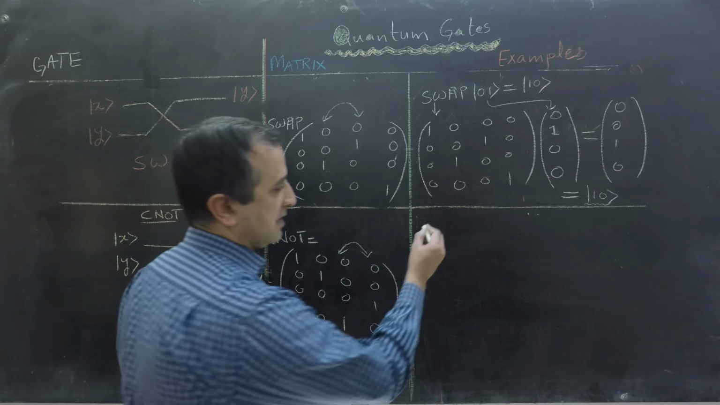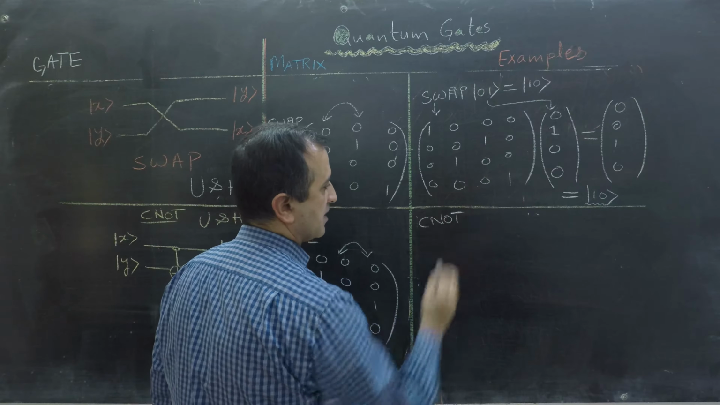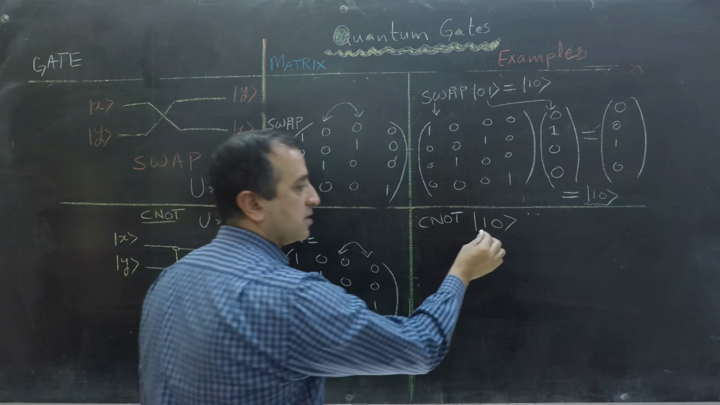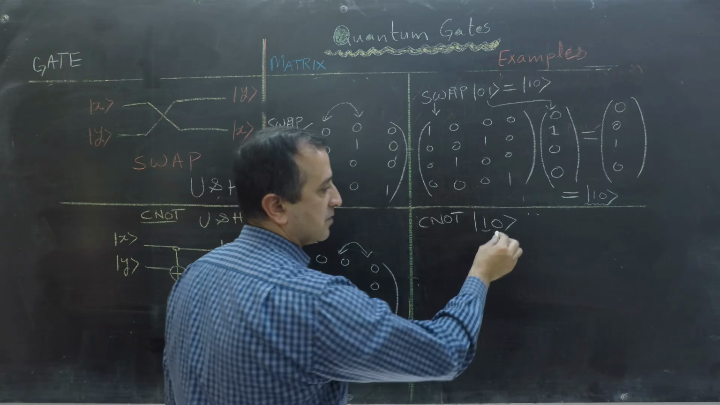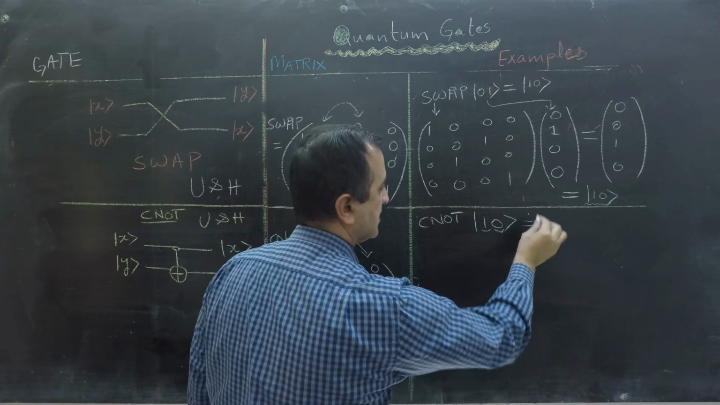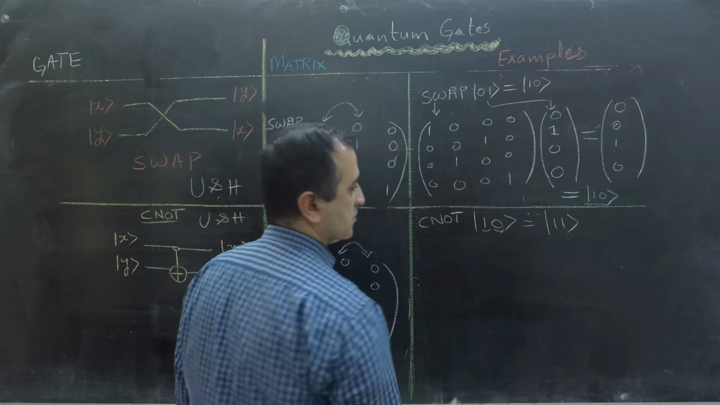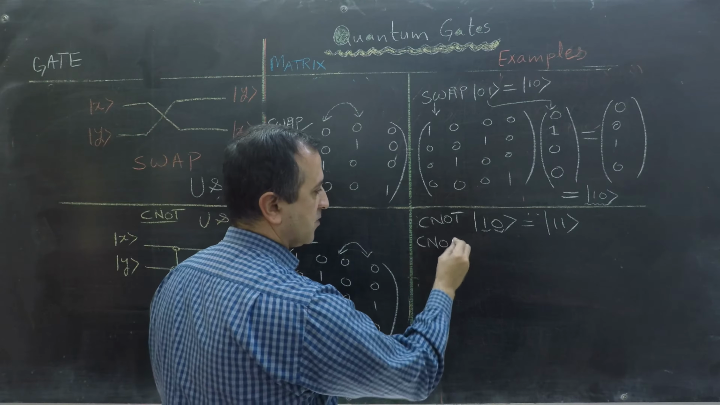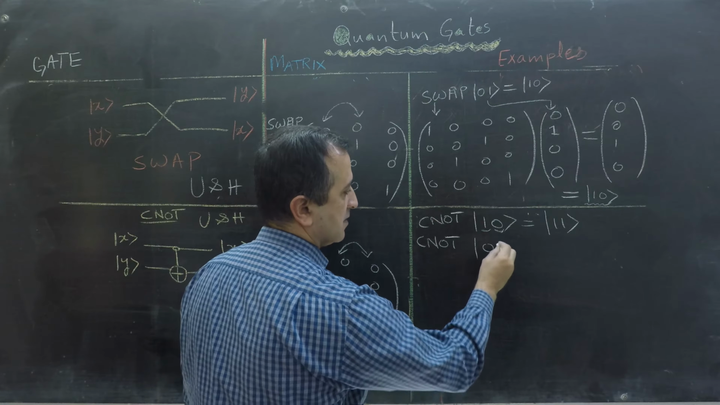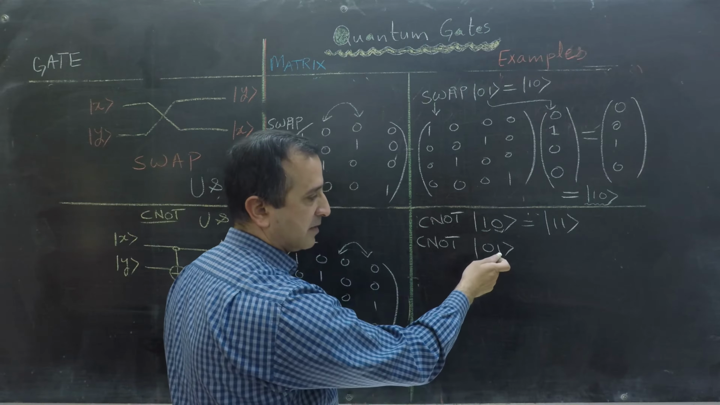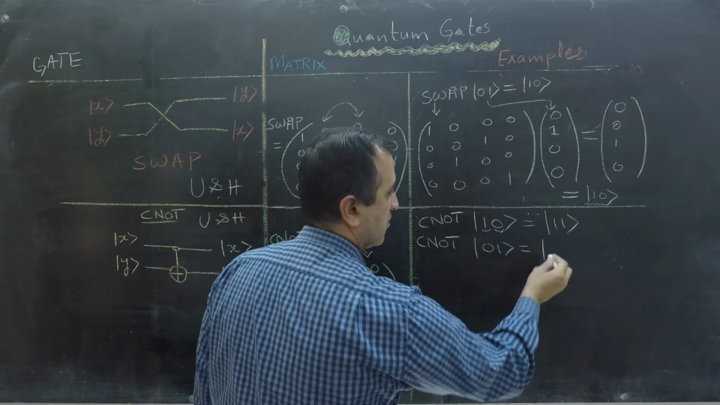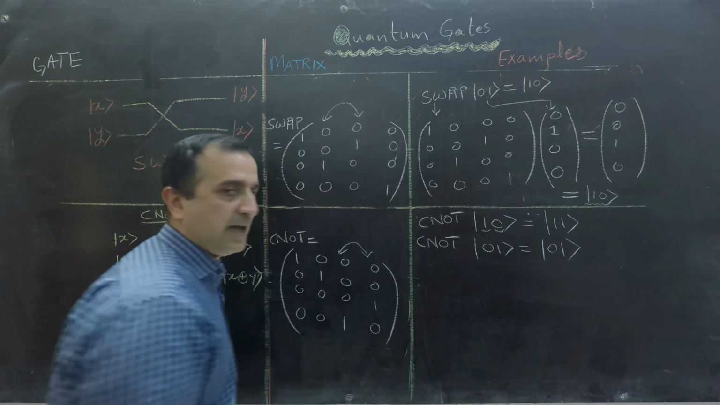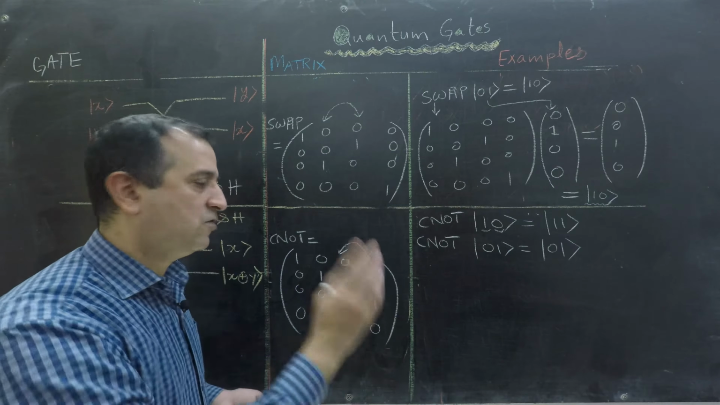So for example, if I take the CNOT gate and apply it on input 1, 0, because my control bit is 1, therefore the second bit will change. So my answer will be 1, 1. Whenever my control bit is 1, the second bit is flipped. Now what about the case when my control bit is 0? Then the second bit remains the same. Similarly, there are other cases, and I have a separate video about the CNOT gate, so you should go and watch that video also.